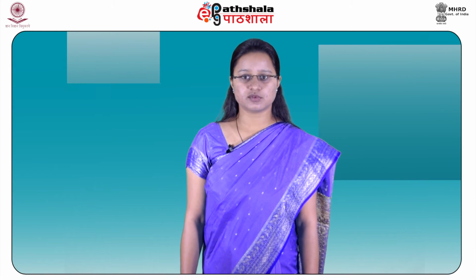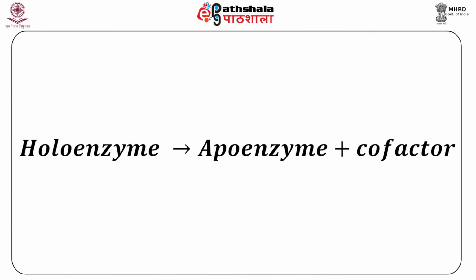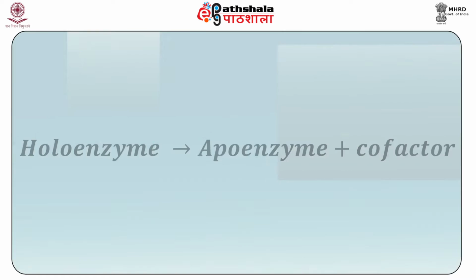The enzyme without the prosthetic group is then called the apoenzyme, and the apoenzyme along with the prosthetic group will be called a holoenzyme. Thus, it is the completely catalytically active form of the enzyme. So holoenzyme is basically apoenzyme plus the cofactor or the coenzyme.